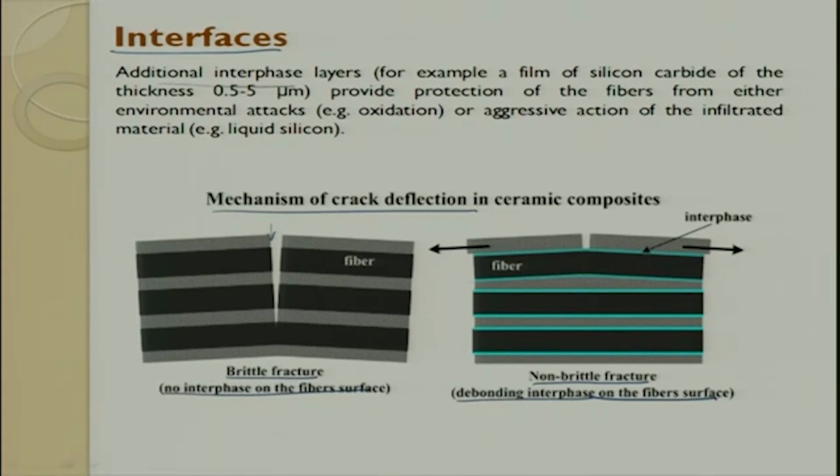Here an additional interface layer, for example a film of SiC of thickness 0.5 to 5 micron, provides protection to the fiber from either environmental attack or the aggressive action of the infiltration of the material. So this is very important. This is the importance of the interface between a fiber and the ceramic matrix. The mechanism of failure can be brittle or non-brittle. The debonding at the interface happens here; otherwise the crack propagates and breaks all the fibers because there is no interface.